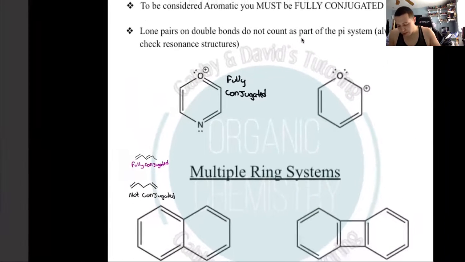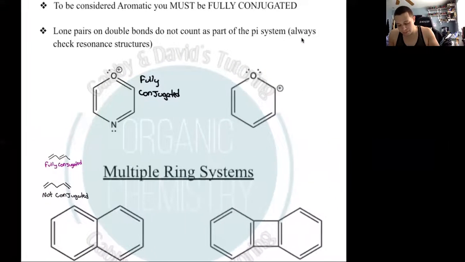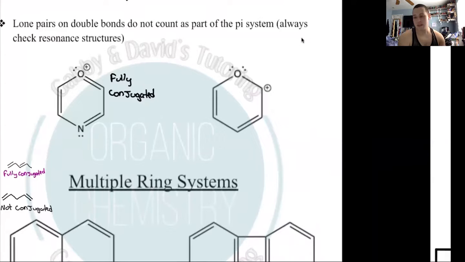Okay. Now let's try out the compound on the right. Now, this compound is a little different. We have an oxygen with 2 lone pairs, and we also have a carbon with a positive charge. So since we have an oxygen with 2 lone pairs, what we can do is do resonance. We want to see if we do the resonance structure, are we going to create a fully conjugated compound? So let's try that out right now.